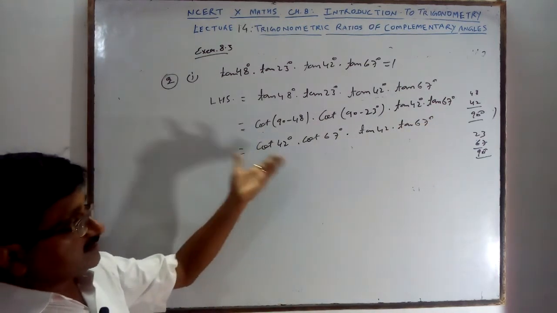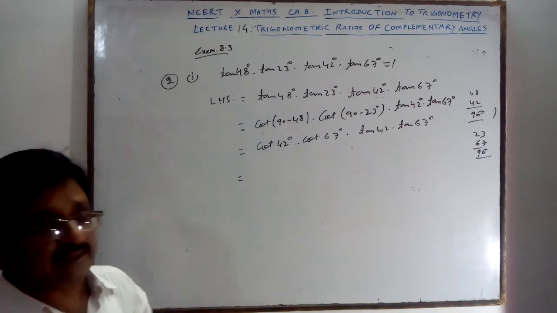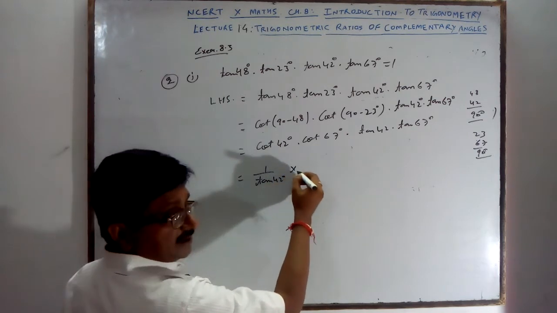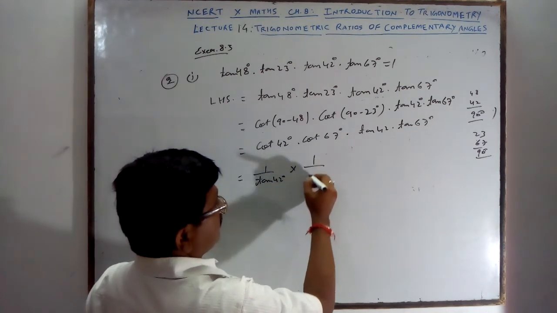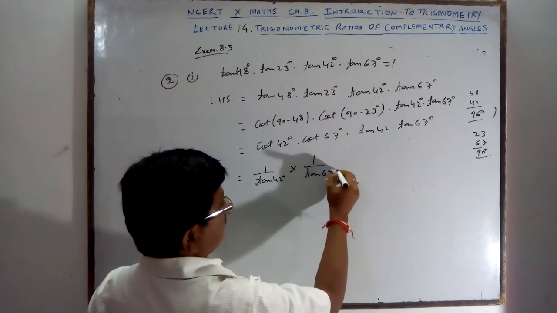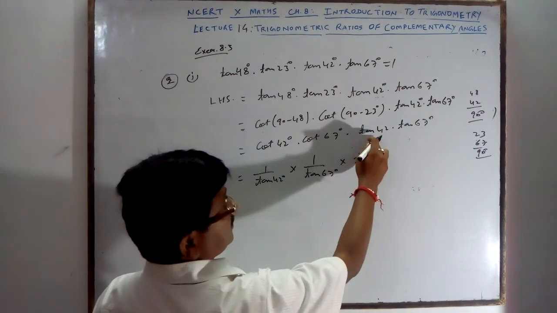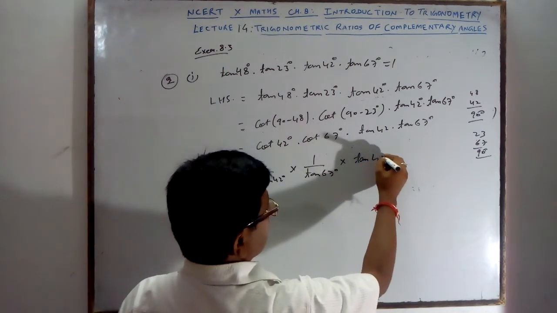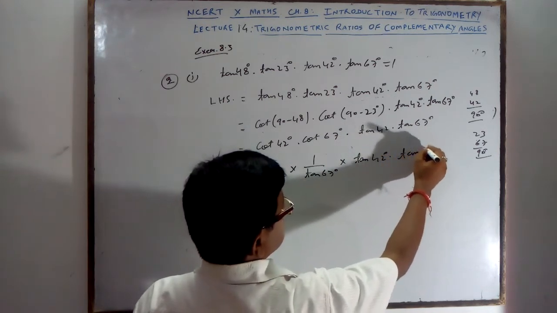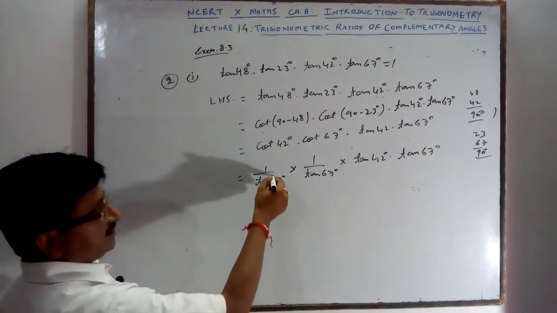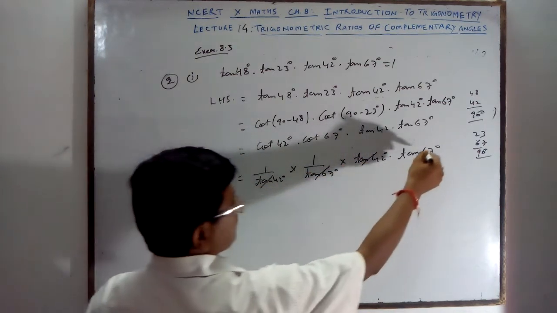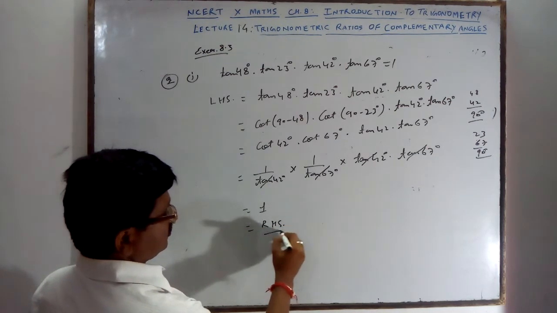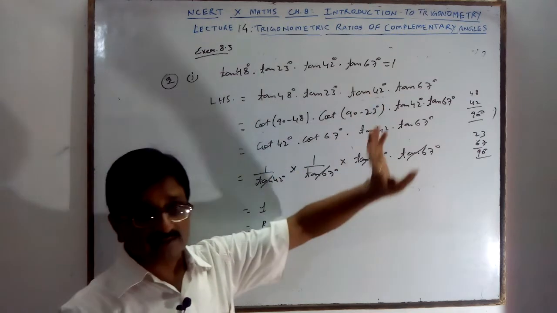Now, first day I had told you cot is the reciprocal of tan. You can write it 1 upon tan 42 degree, 1 upon tan 67 degree, into this you don't change again, tan, because you want to cancel it. So as it is you write tan 42 into tan 67 degree. You see that this will be cancelled by this, this is cancelled by this, and your answer is coming 1, which is the RHS. So it is verified, this is equal to 1.